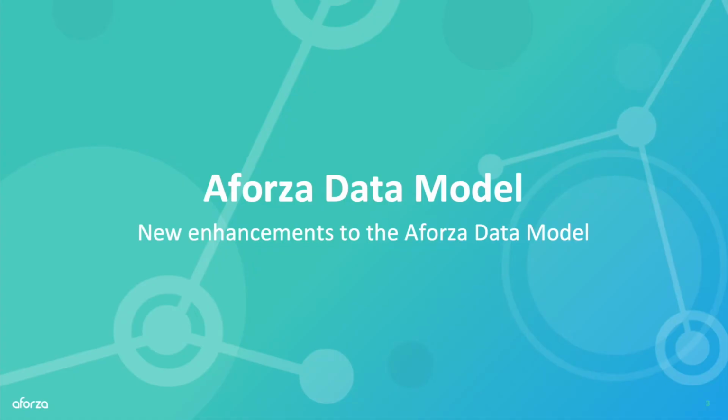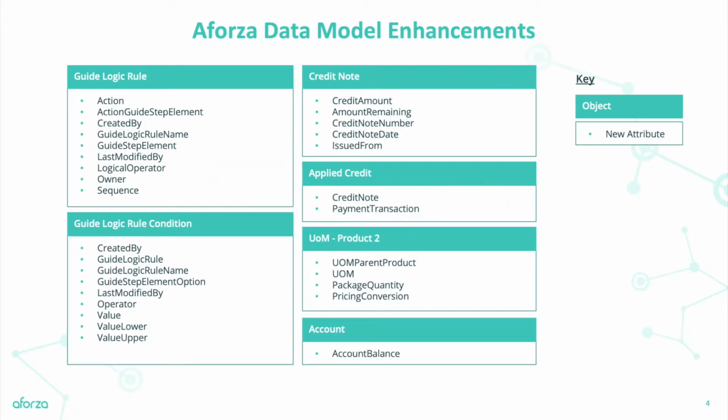So, first off, let's get the formalities out of the way with the object model changes. In order to support features in both cloud and mobile, we have made a number of object updates. First off, the addition of credit note. This really enables you to track and understand your payment transactions and invoice settling at an account level.